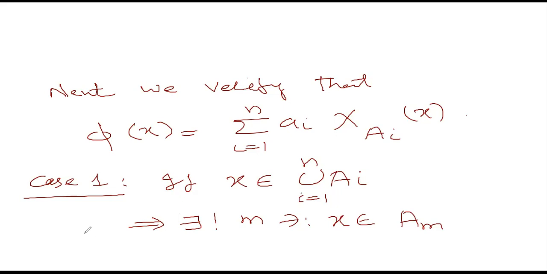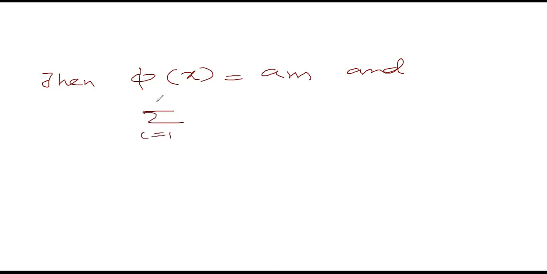Whenever x is in Am, it means phi of x is equal to Am. That's the definition of phi. Sorry, that's the definition of Am. And you will see this sum, i runs from 1 to n, ai chi ai of x, and x is in exactly one Ai, that's Am actually, and x is not in the rest of the Ais. So the mth term of the sum will be equal to Am times chi Am of x, but chi Am of x is equal to 1. That means the mth term is equal to Am, and the rest of the terms are equal to 0. It's equal to Am.